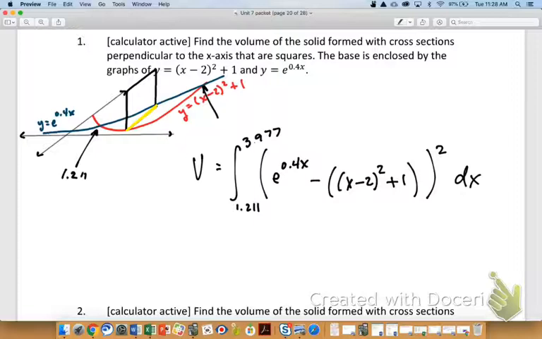Anybody want to volunteer what they got for an answer, decimal-wise? 3.180. You know what? That is what we got in the other class too. So 3.180, I think, is how that one turned out. You're really careful with your roundings. I would not round early if I were you.